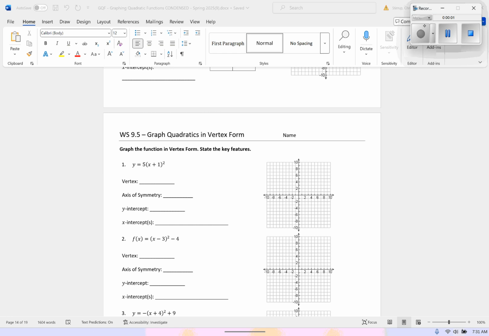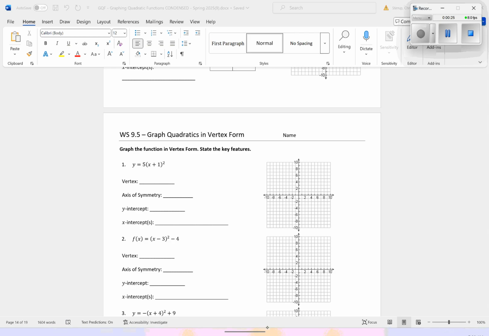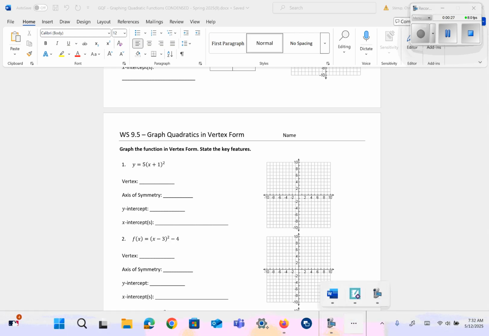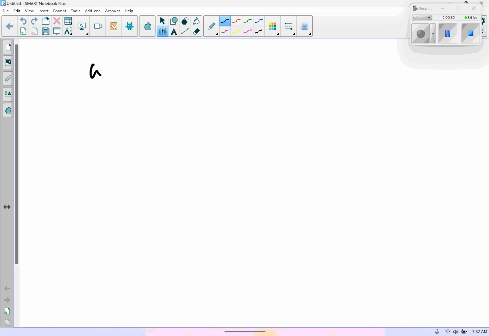Hi, Algebra 1. This is going to go over the 9-5 worksheet that would have been given to you on Friday. I will be putting all of these on a separate sheet, so I won't be writing on the worksheet because, again, it gets goofy when I'm writing on these worksheets with the graphs. All right, so this is worksheet 9-5.